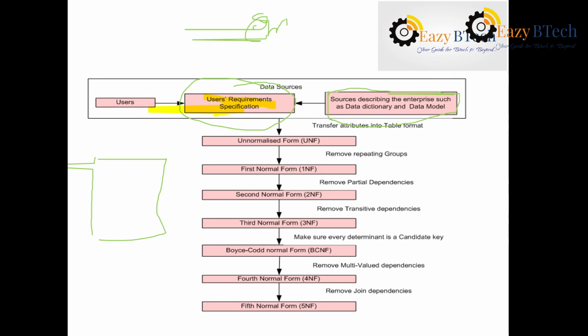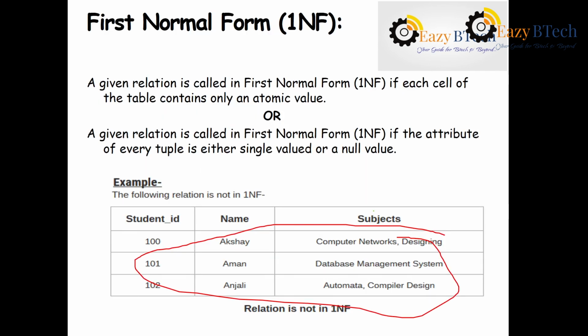Then first normal form. What is the first normal form? What is the second normal form? We will discuss. First of all, you have a database. Then you convert it into first normal form, second normal form, third normal form, BCNF, fourth normal form, and fifth normal form. But in InfyTQ, they are asking only for the first normal form, second normal form, and third normal form, and if required, BCNF.